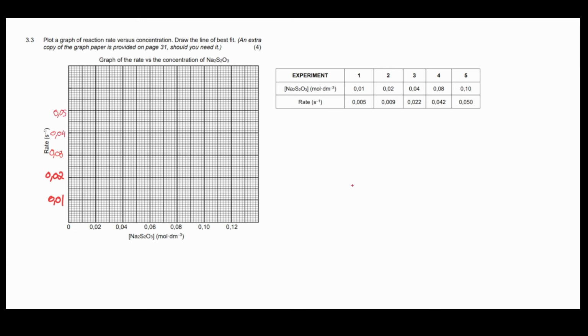0.05. Okay, quite messy, but we'll make do. What we need to do now is, we've got this, and it already has units over here. So now we just need to plot the points. When our concentration is 0.01, that'll be here. Our rate will be exactly over there. That's quite convenient. Then when our concentration is here, our rate will be 0.09.